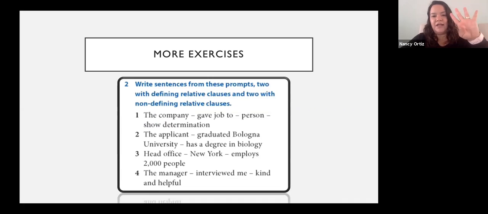You have four sentences. These are prompts, okay? You need to organize everything it says into a sentence. Two with defining relative clauses and two with non-defining, okay? Let me tell you how the themes will be.